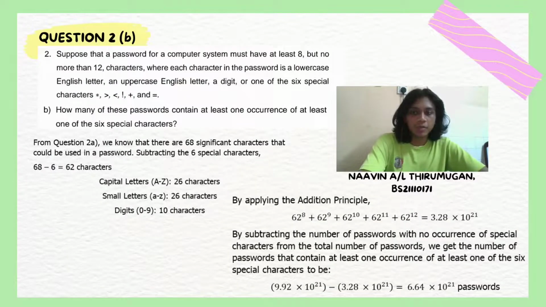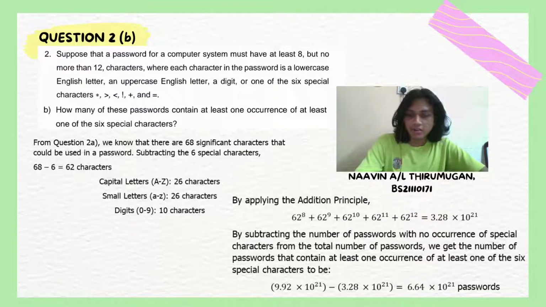Okay, for question 2b, the question asks how many of these passwords contain at least one occurrence of at least one of the 6 special characters. So we can find the number of passwords with these characters if we subtract the number of passwords with no occurrence of special characters from the total number of passwords. So before that, in order to find the number of passwords without any special characters, we subtract the special characters first. So we know that there are 68 characters in total.